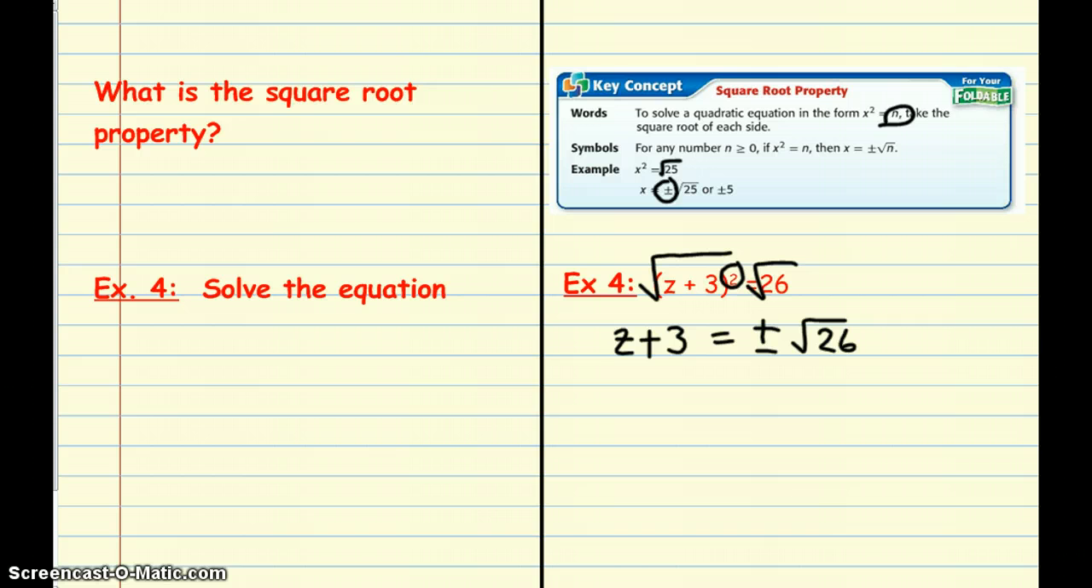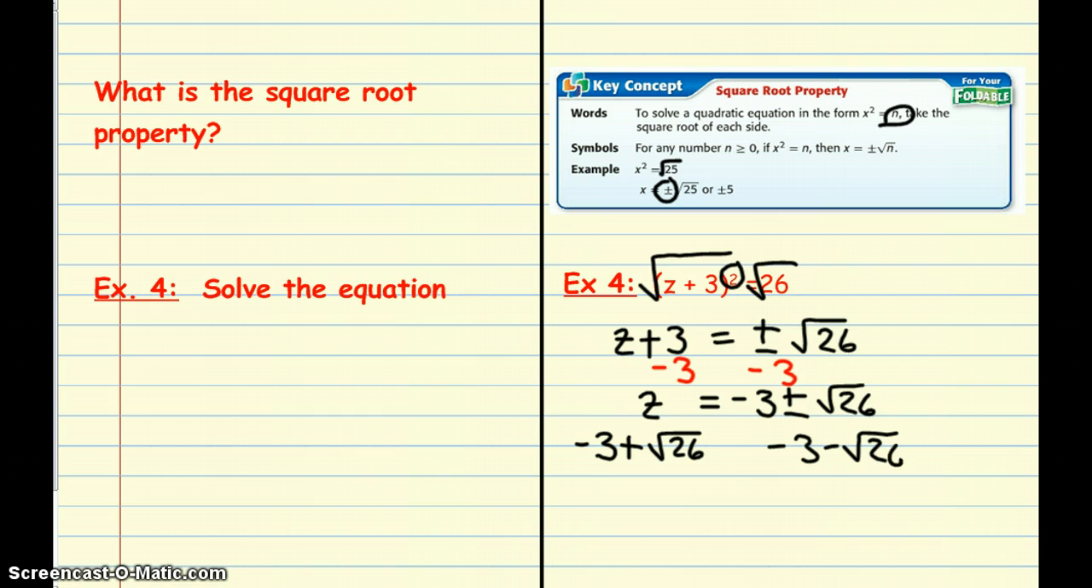Now, as with solving all equations, we want this variable to be by itself. So we're going to subtract 3 from both sides. Then our solution is z equals negative 3 plus or minus the square root of 26. If this is multiple choice and your answer choices have the radical symbol, you can leave it as this. But if they don't, then what you can do is take the two different answers: negative 3 plus the square root of 26 and negative 3 minus the square root of 26.